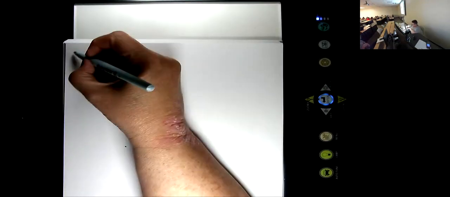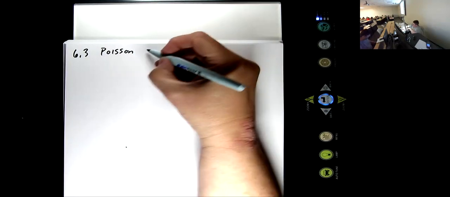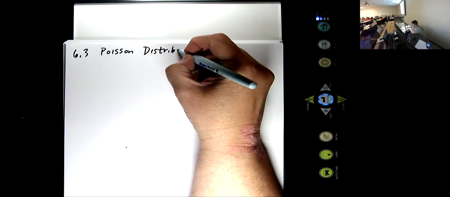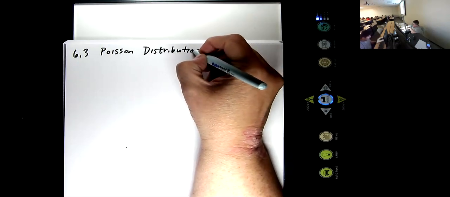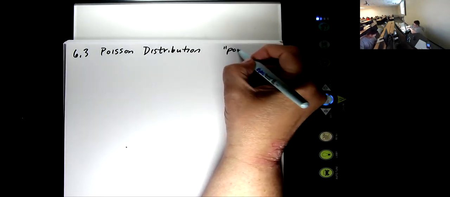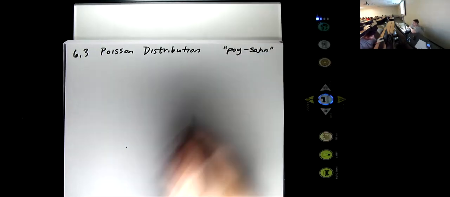6.3 is on the Poisson distribution. It sounds like poi, like soy sauce. Son, like, I don't know. Son.